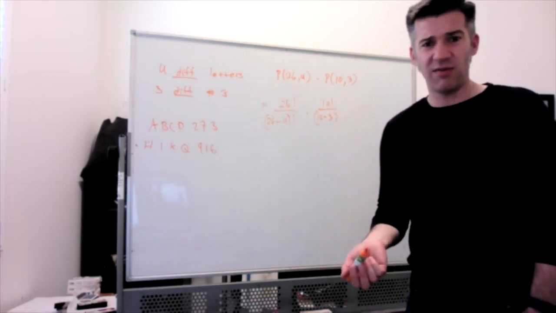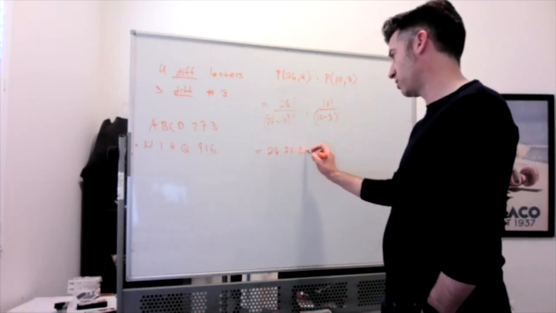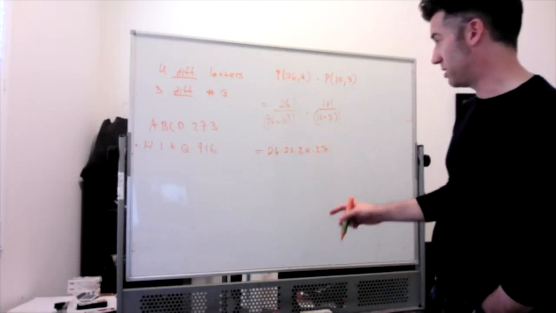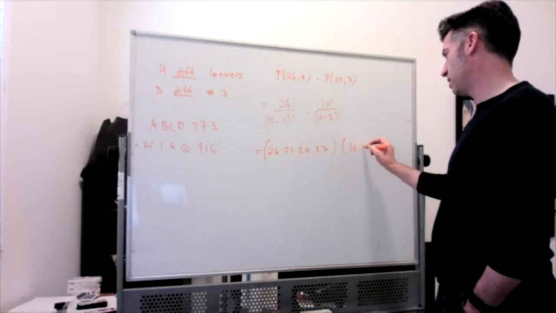If you want to write this out, I don't think it's really nicer. You could write this out as 26 times 25 times 24 times 23, because that's 26 factorial over 22 factorial, times 10 times 9 times 8.